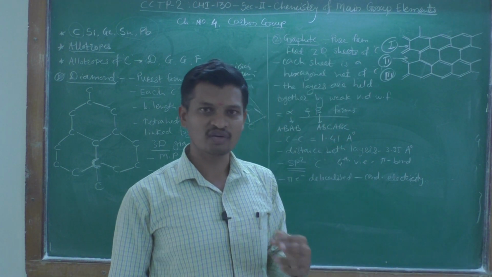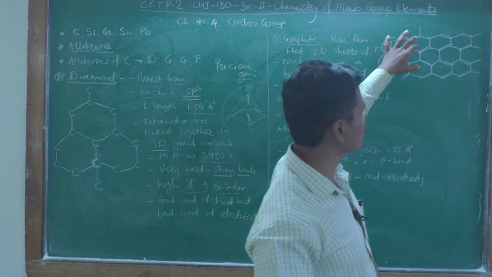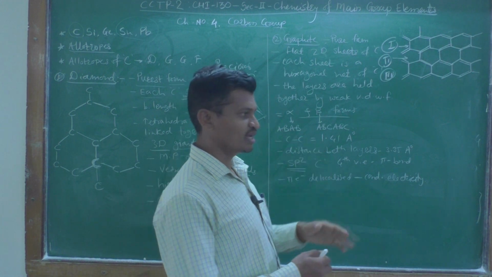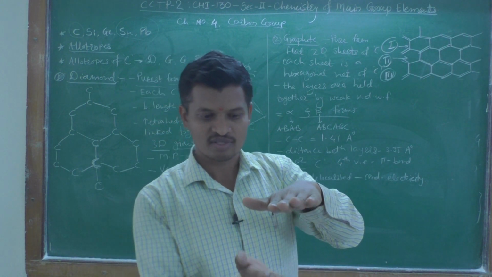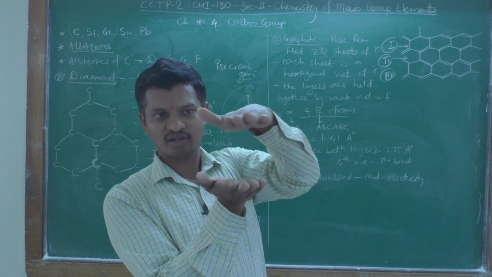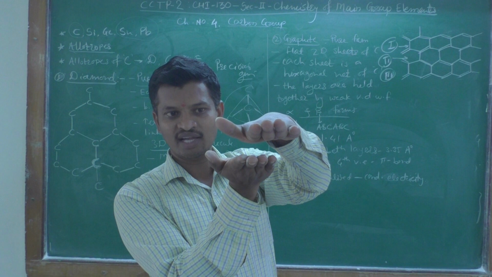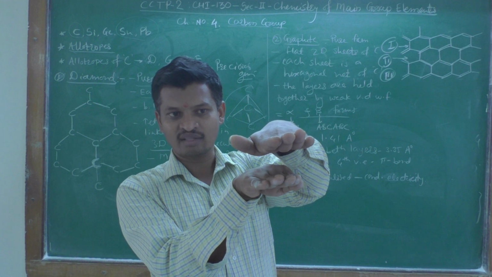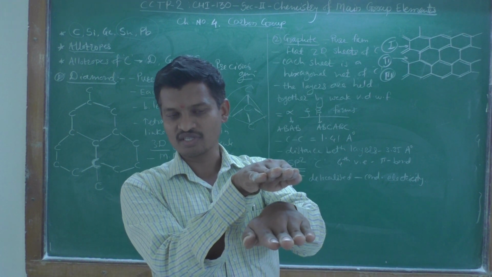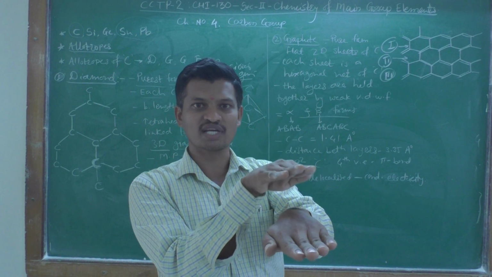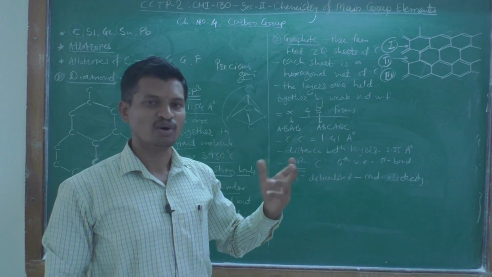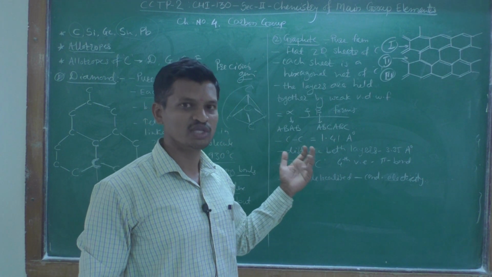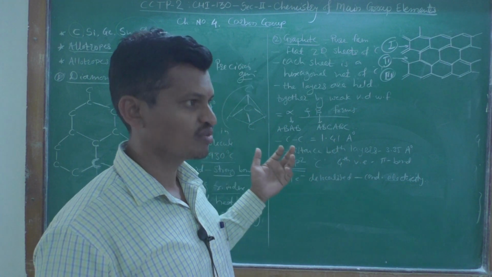These two forms are interconvertible, and in alpha graphite the sheets repeat in an AB manner. This is the first layer, this is the second layer, and the third layer again repeats on the first, exactly similar to the first layer. So this is the AB repeating manner of graphite. You may have studied this in solid state chemistry, the structure of solids.